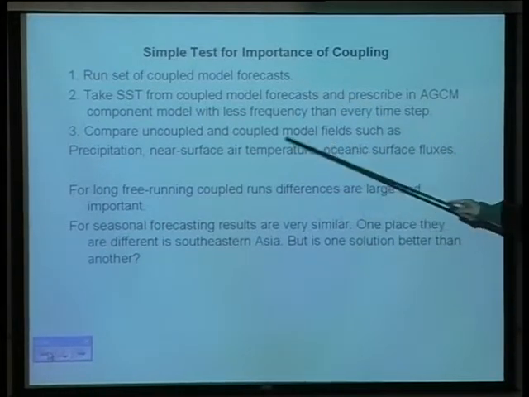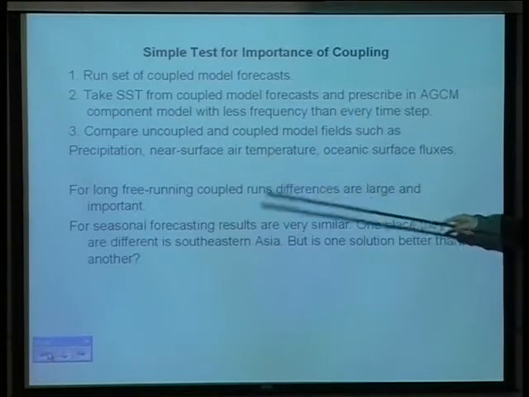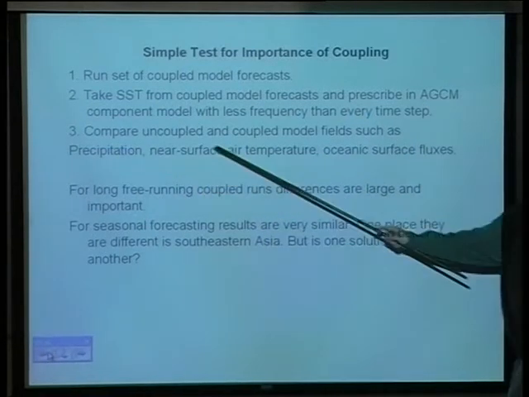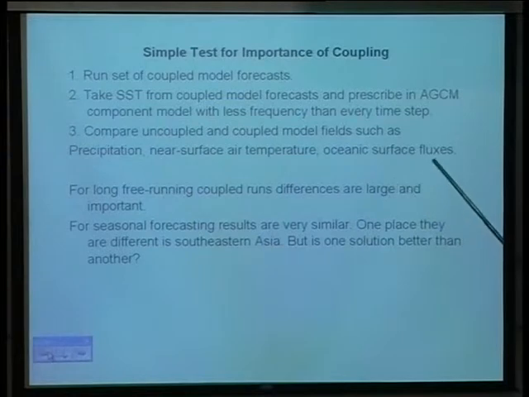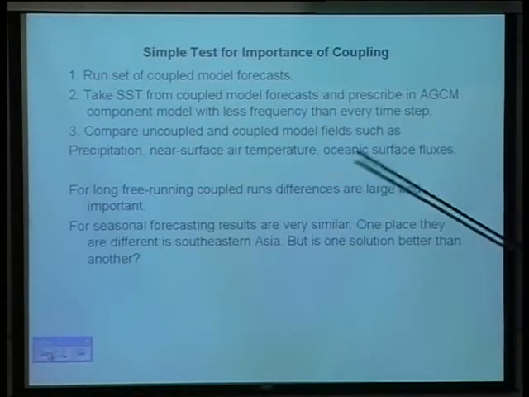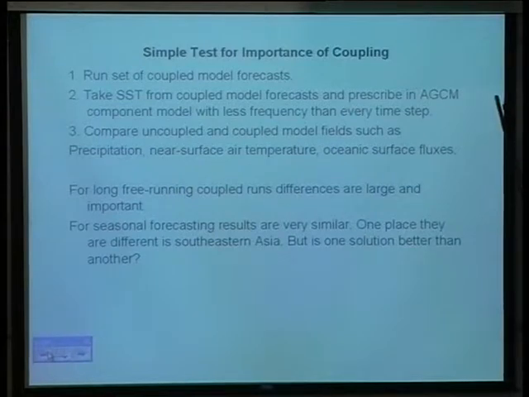And then if you compare the uncoupled and the coupled models for fields that you care about, things like precipitation, near surface air temperature, oceanic surface fluxes, you can see where the differences are. And again, part of the problem for the seasonal forecasting is that the people who do decadal forecasting and centennial forecasting, when they do this with free model runs, you see a huge difference. But again, in NWP, you see no difference, and I'll show you that there's very little difference for at least the first season forecast. And again, this is the point that I'm trying to make here.